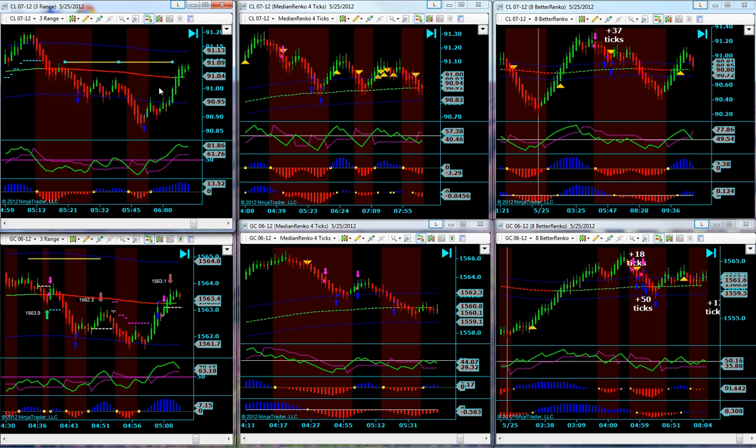I don't use them for entry that much, mainly just for managing. So when I saw the price also below this moving average and things turning up here, I had 37, 40 ticks in profit, so I was pretty happy with that. So I took the trade off. That was my first trade.